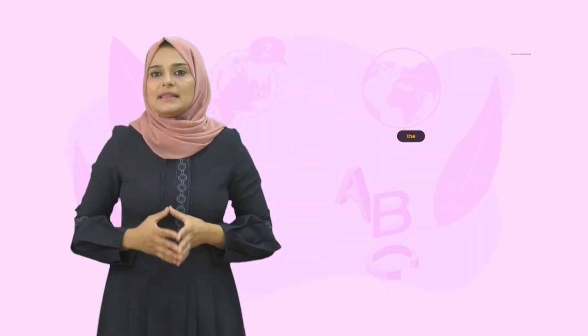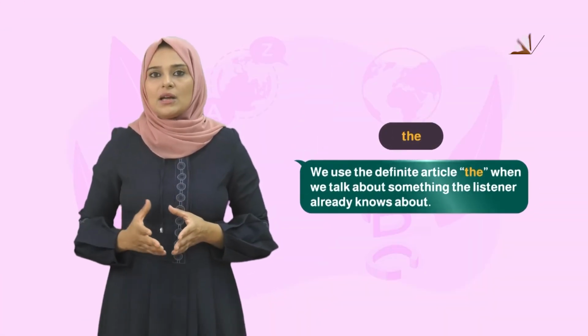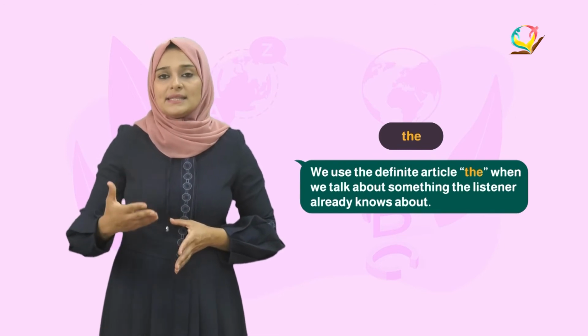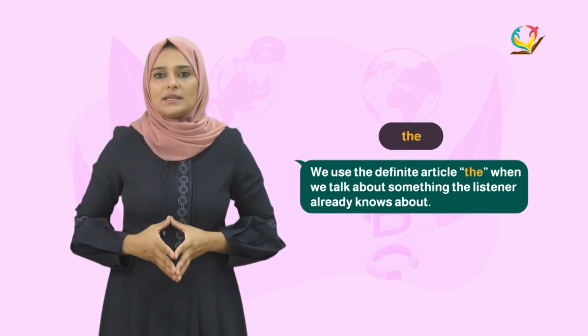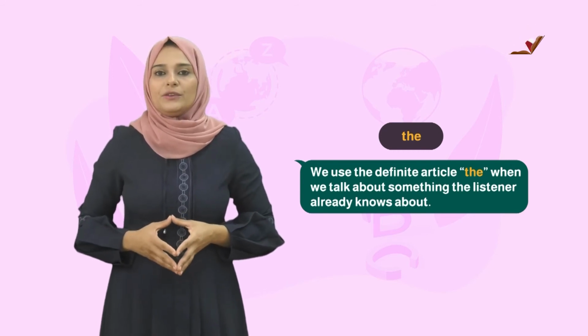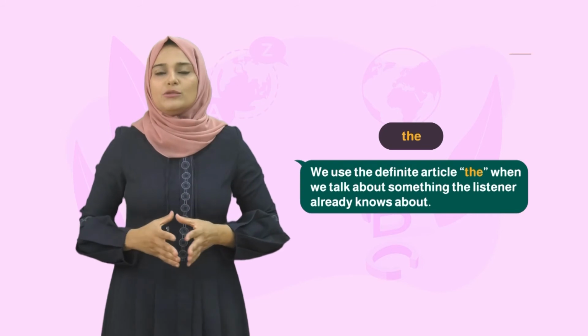We use the definite article the when we talk about something that the listener already knows about. نستخدم the عندما نتحدث عن شيء معروف عند المستمع أي ذكر مسبقاً.